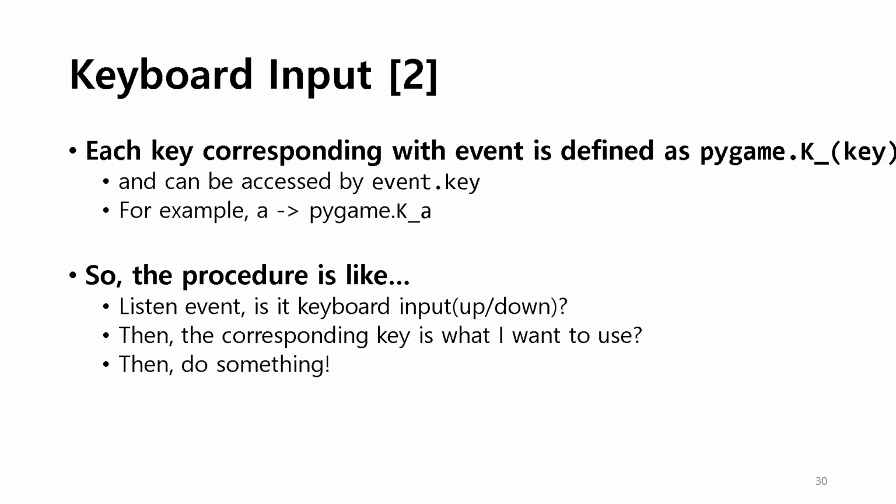So if we detect some keyboard event such as key down or key up, then we should be able to distinguish the corresponding key. So we can check the key regarding the event by using event key. For example, if we press the A key, then event type is KEYDOWN and event key is K_A, right? So after checking, you can use your implementation for this.